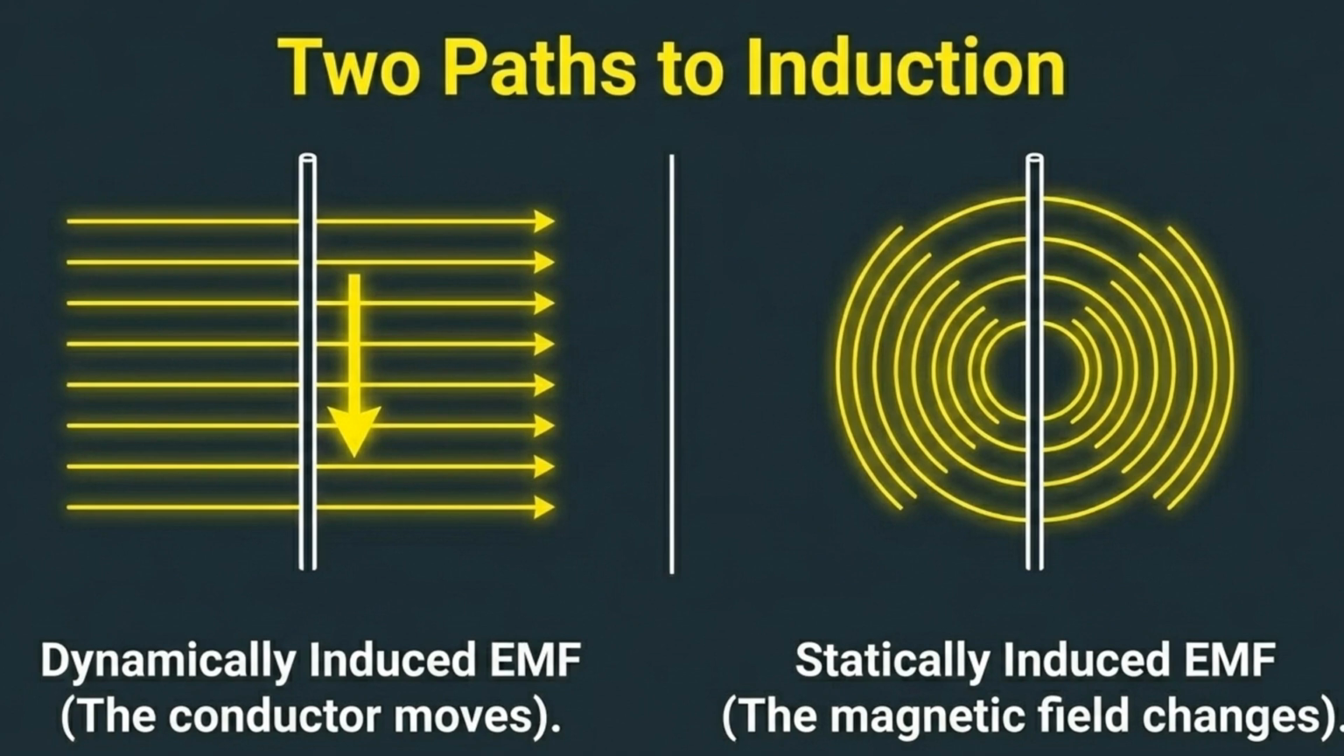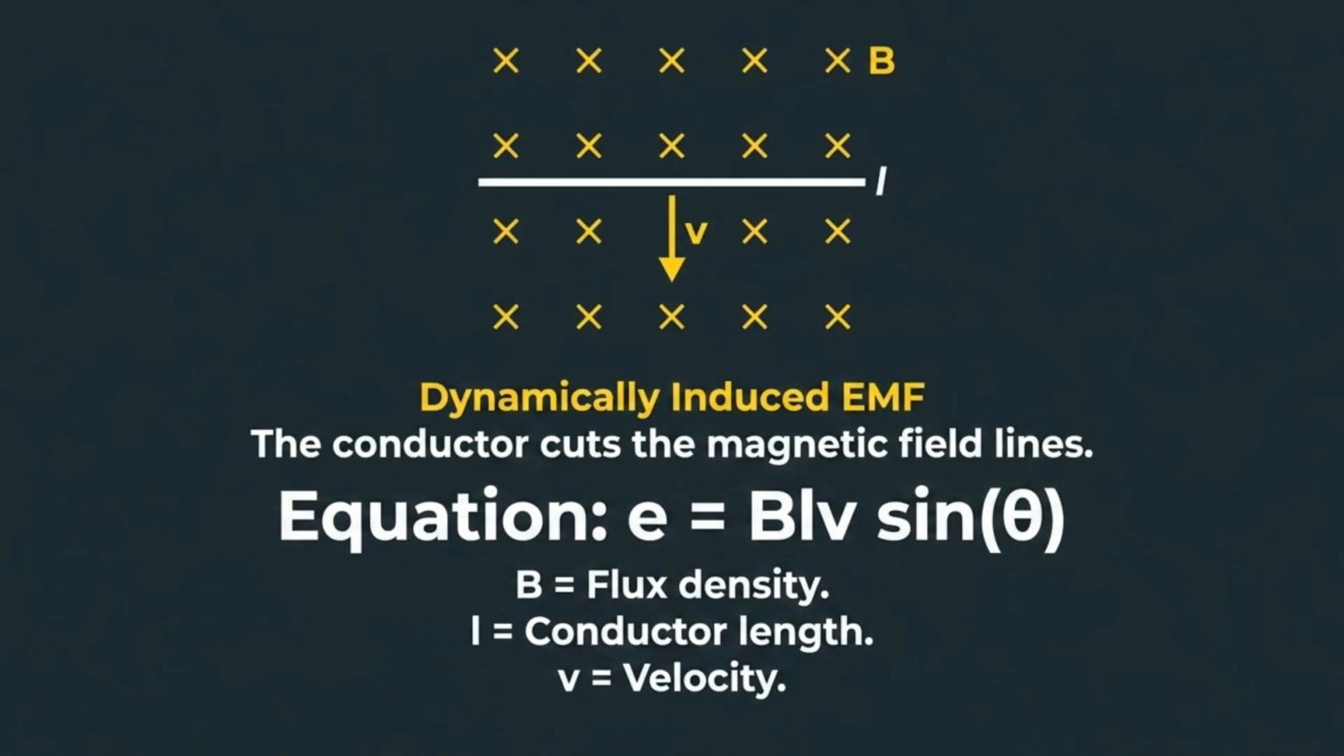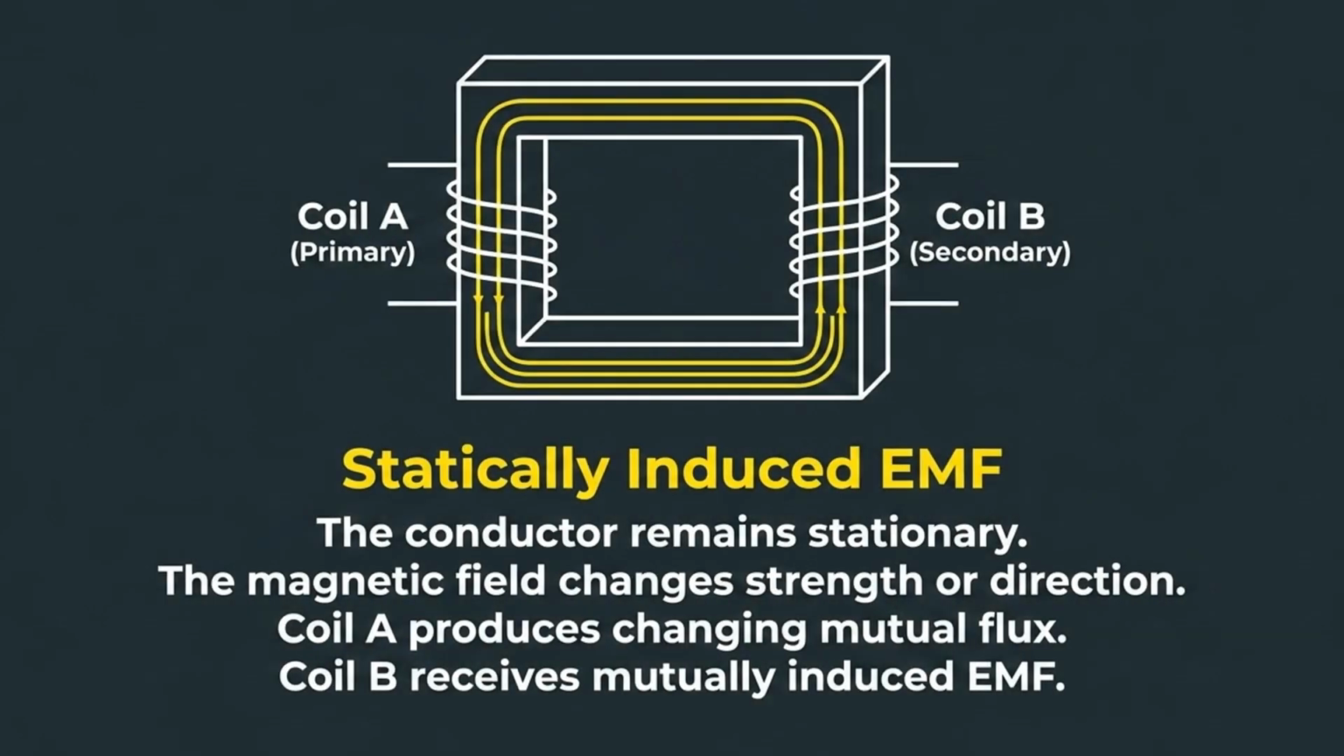We can have a dynamically induced EMF, where the conductor moves, or a statically induced EMF, where the magnetic field itself changes. In a dynamically induced EMF, the conductor physically cuts through magnetic field lines. The resulting EMF is calculated using the product of flux density, conductor length, and velocity, modified by the angle of motion.